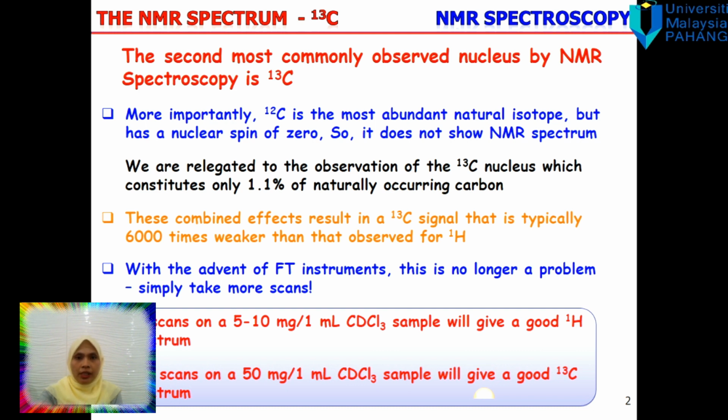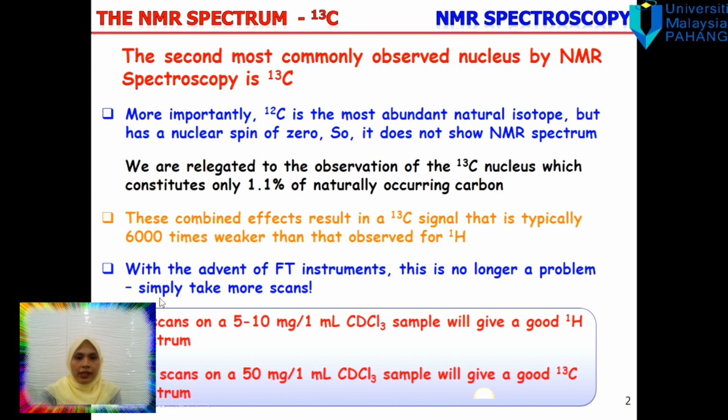More importantly, C12 is the most abundant natural isotope but has a nuclear spin of 0, so it does not show an NMR spectrum. With relation to the C13 nucleus, it is only 1% of naturally occurring carbon. That's why the signal of C13 is typically 6,000 times weaker than that observed for proton NMR. With the advent of Fourier transform instruments, this is no longer a problem.